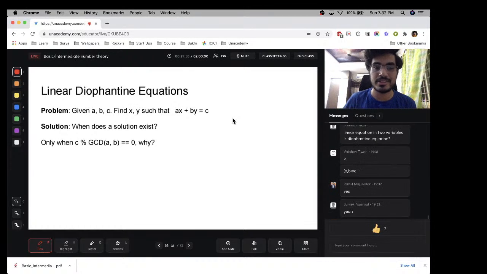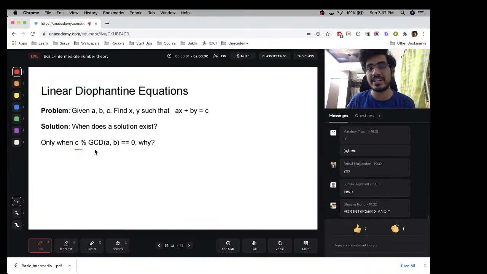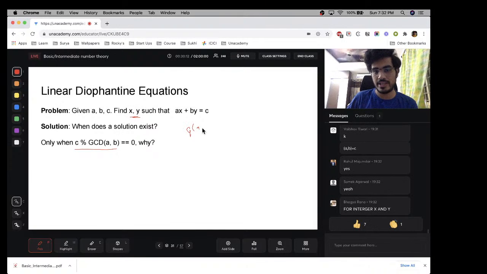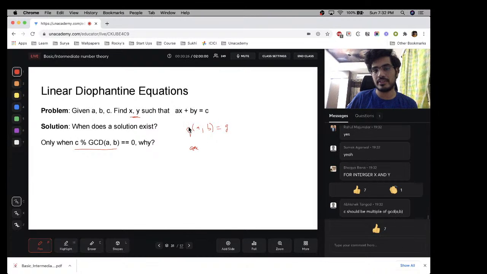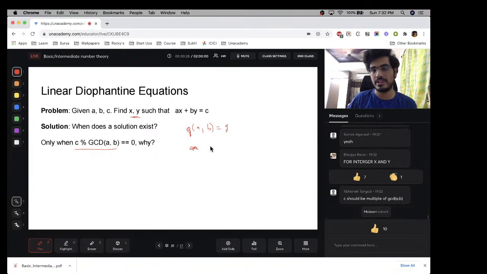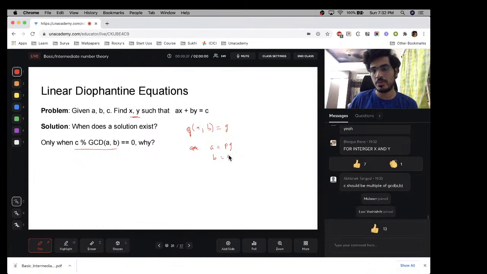GCD of a comma b is a divisor of c. Only then the solution exists. Why? If GCD of a comma b is equal to g, then a equals some p into g, and b equals some q into g.